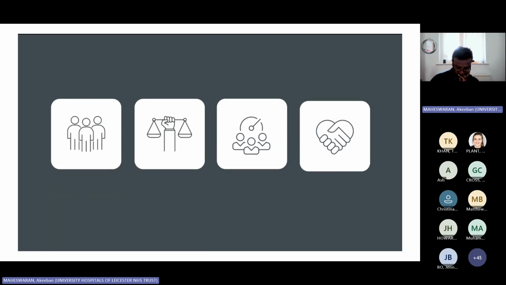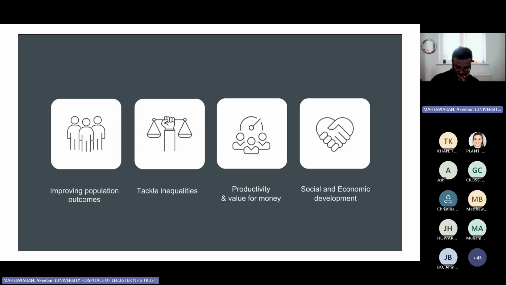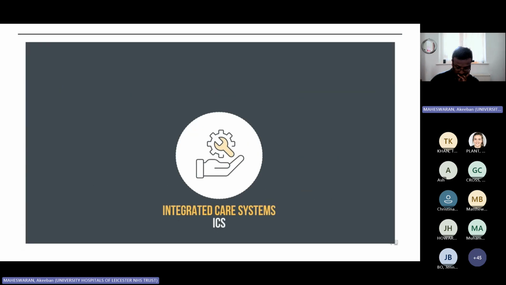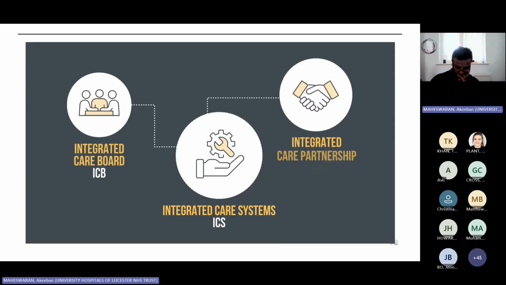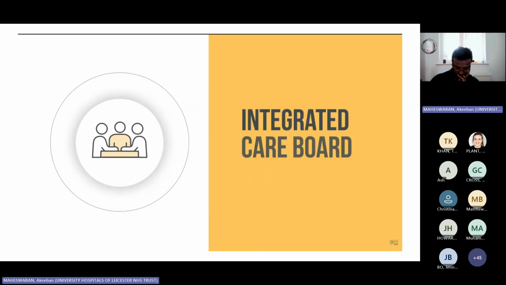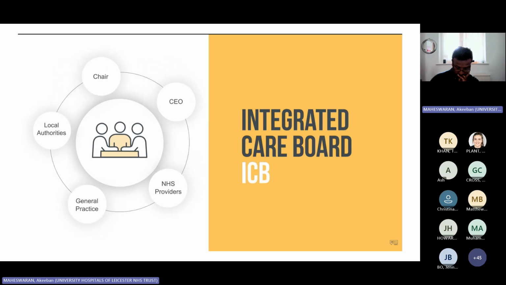Integrated care systems have 4 main purposes. They bring partner organisations together to improve outcomes in population health and healthcare, tackle inequalities in outcomes, experience and access, enhance productivity and value for money, and help the NHS support broader social and economic development. The new ICS are led by an Integrated Care Board, ICB, and an Integrated Care Partnership, ICP. The exact composition of both the ICB and ICP will vary between areas, but as a minimum, the Integrated Care Board will include a chair, the CEO, and representatives from NHS providers, general practice and local authorities.